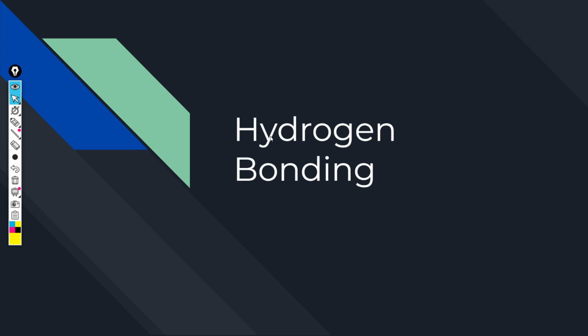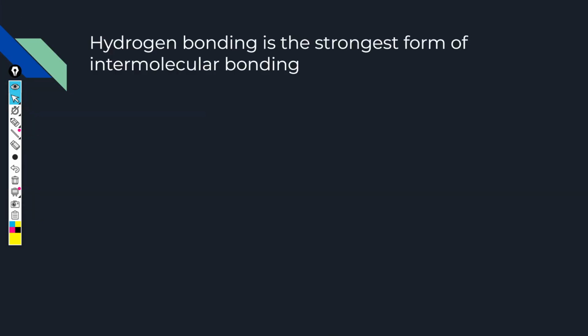And today we'll be looking at hydrogen bonding in AS chemistry and just how it's formed, when it forms, and the different properties of water along with it. So, hydrogen bonding is the strongest type of intermolecular bonding.